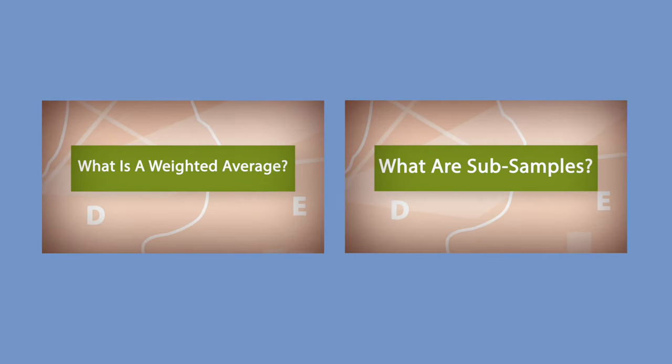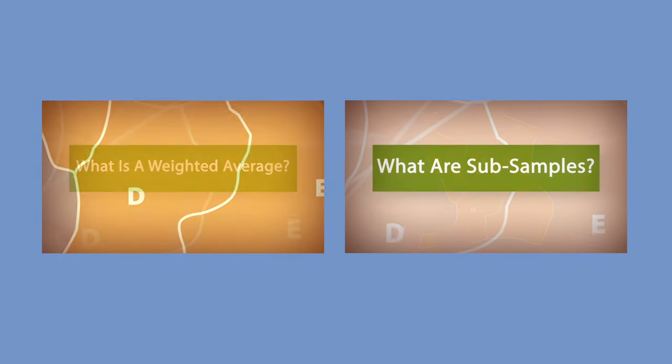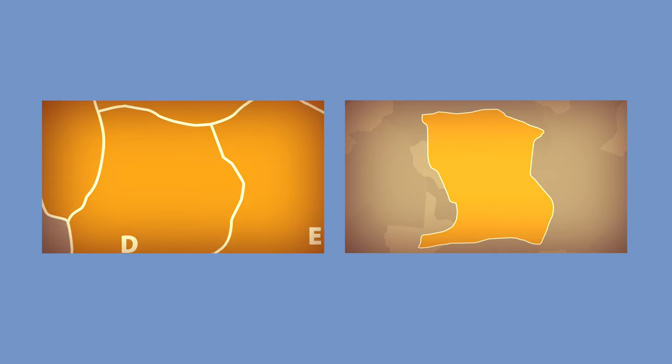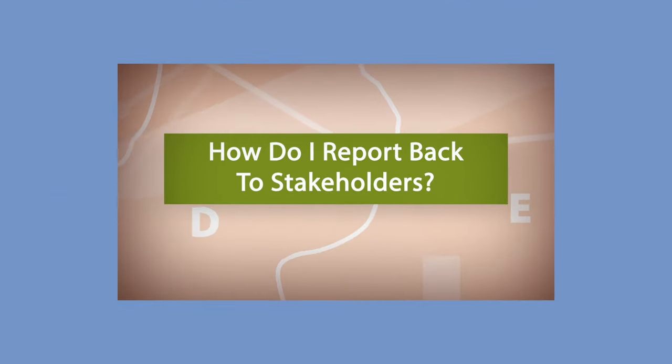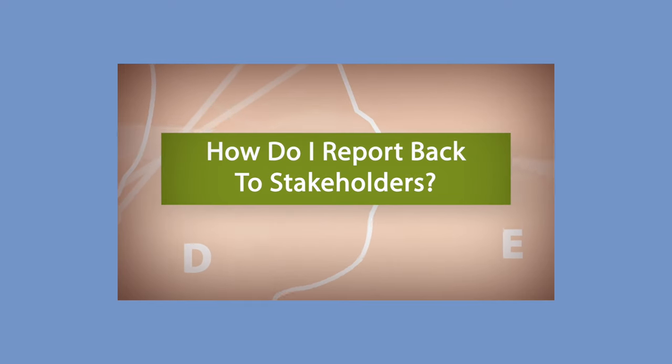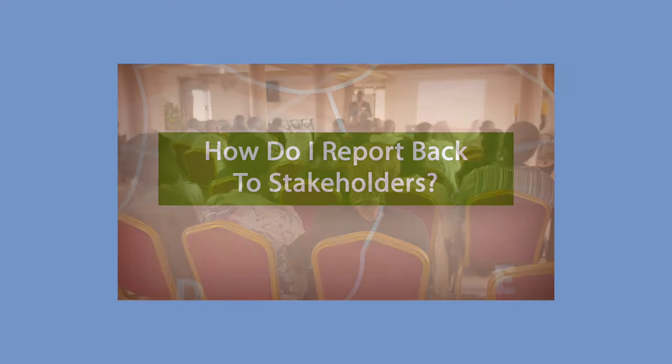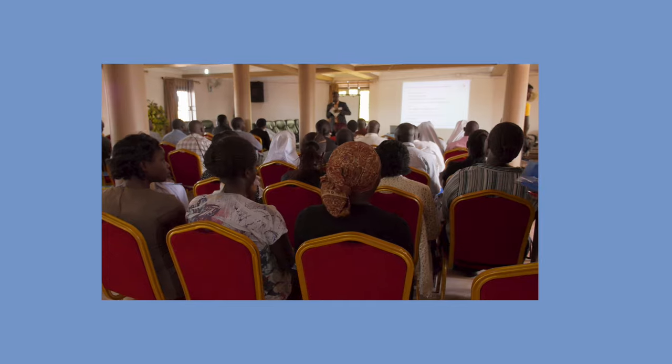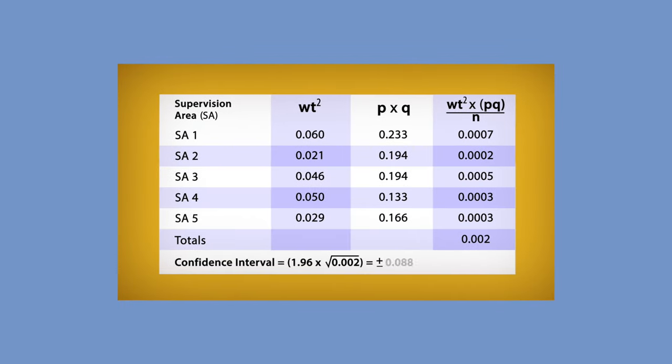The next two chapters are designed for people who will be analyzing the data at the district or catchment area level. If this isn't relevant to you, you may want to skip ahead two chapters to the section titled, How Do I Report Back to Stakeholders? So next we'll be looking at weighted averages.